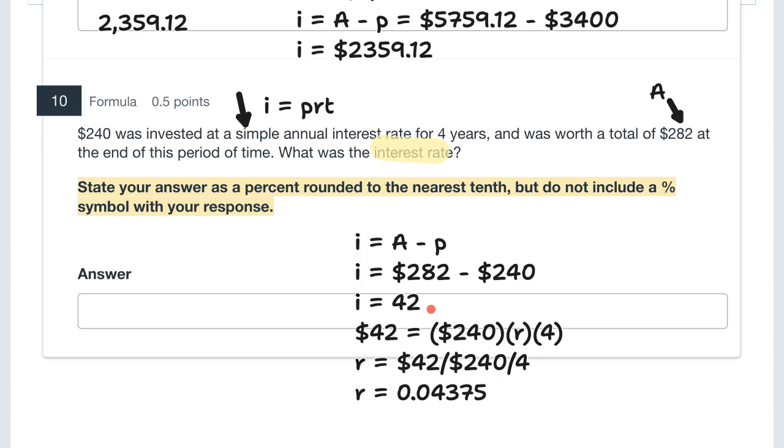0.04375. Now that one actually truncates, but when I change this to a percent, this is 4.375%. And notice the instructions are to round to the 10th of a percent. So when I round to the 10th of a percent, this is going to get changed to 4.4%.